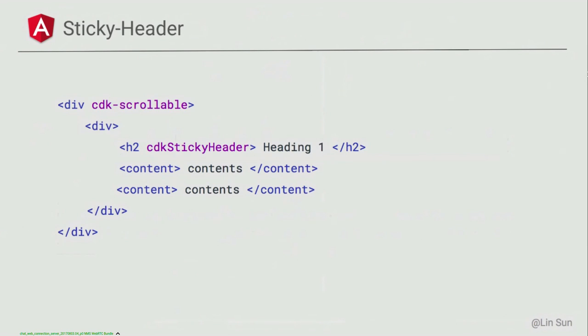So if you want to apply sticky header on your code, the most simple version is like this. You just need to design a scrollable container, which is just adding a cdkScrollable tag to your div tag. And then you can just define a sticky header. And after the sticky header, you can define all your components. So after that, when you scroll down, the header will be stuck at the top of the scrollable container.